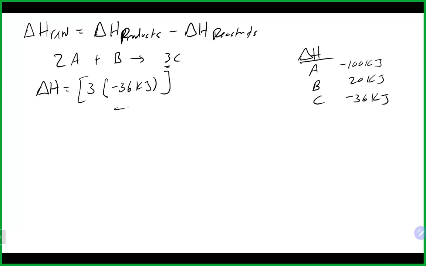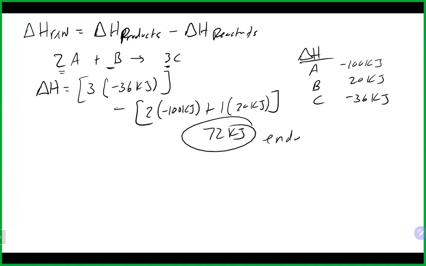That's all of our products. We then would subtract our reactants. There's 2 times the value you would find in the table, plus our other reactant, whose coefficient is 1, times that value. And basically add that all together and subtract them. In this made up example, we'll see how I did. We'll see minus 36 minus 2 times minus 100 plus 20, I think. That gets us something like 72 kilojoules in this case. This would be an endothermic reaction, as we have a positive value for delta H. Any questions on that?